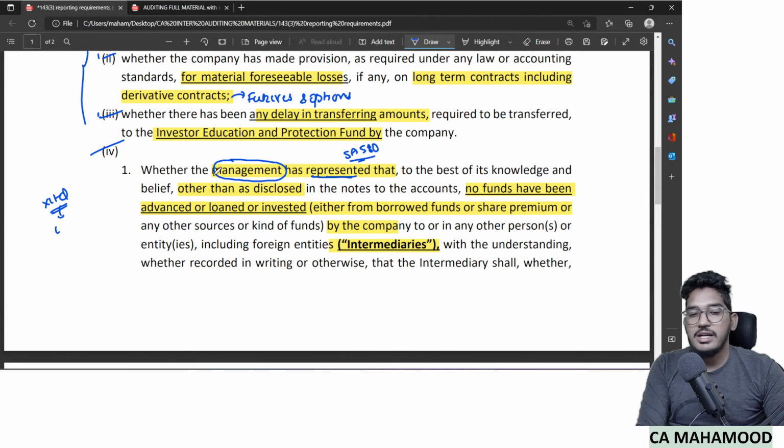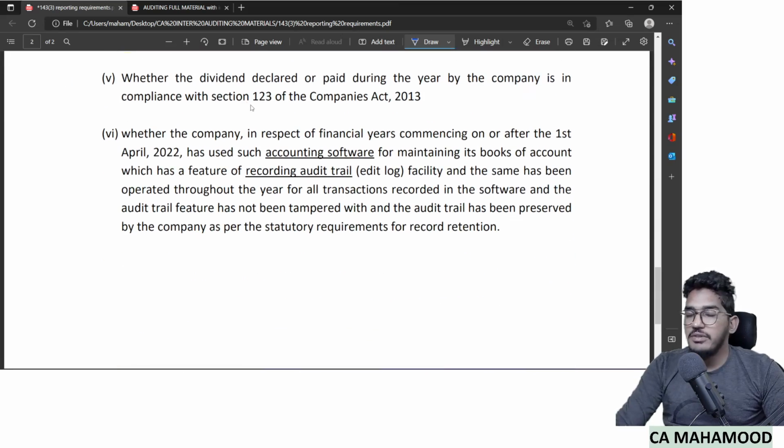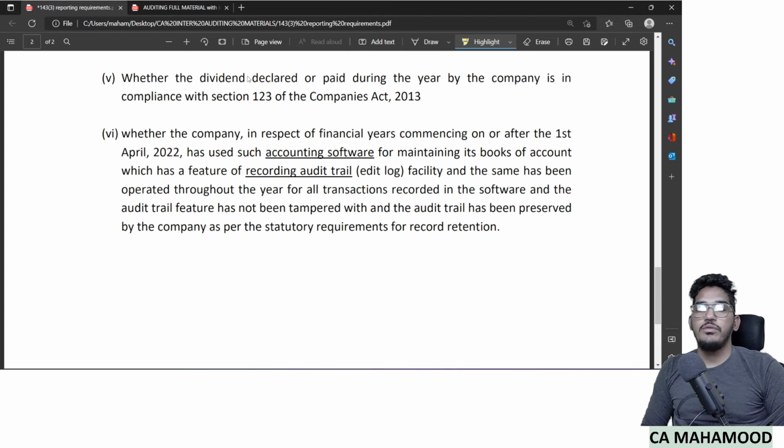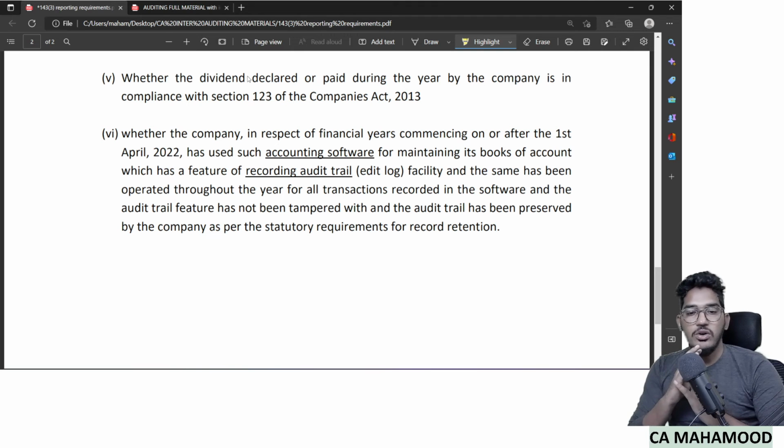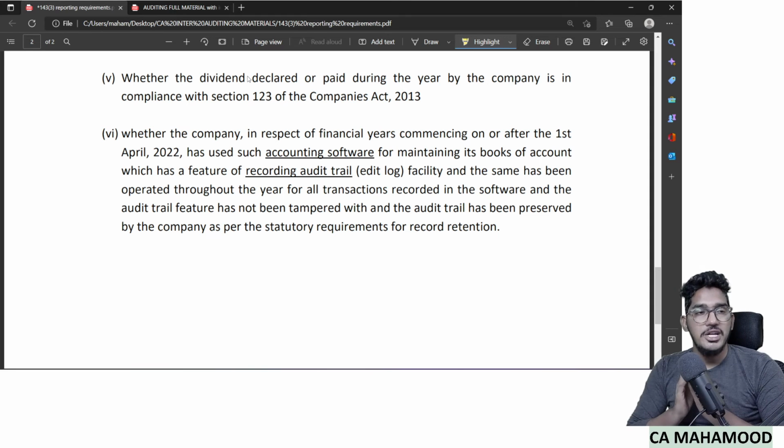Clear? Now let us try to understand two more points which were added. Fifth point, very simple: whether the dividend declared or paid during the year by the company is in compliance with section 123 of the Companies Act. Nothing but whatever dividend your client has declared, whether that dividend has been in compliance with section 123 of the Companies Act or not. Section 123 contains detailed provisions regarding dividend payment. So as an auditor, if your client company has declared any dividend, check whether that dividend has been declared after complying with all the conditions of section 123. That's what you are supposed to check.